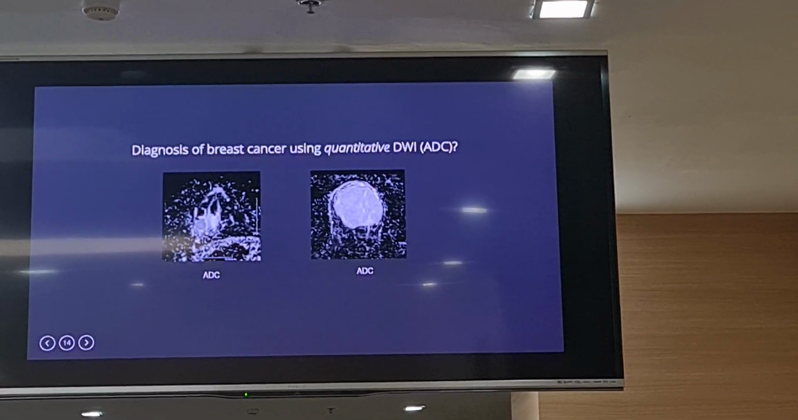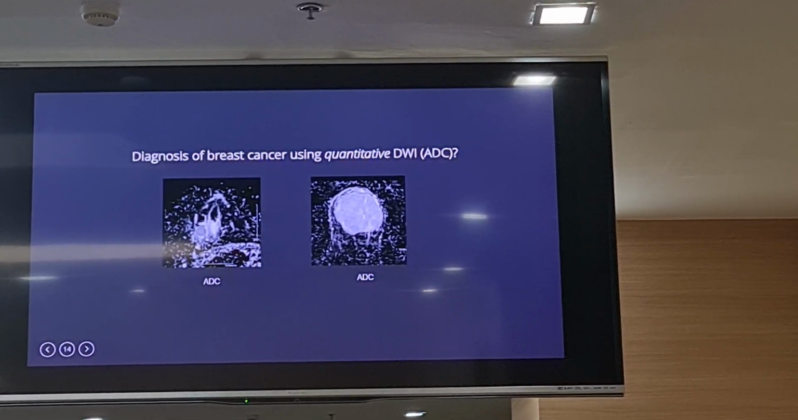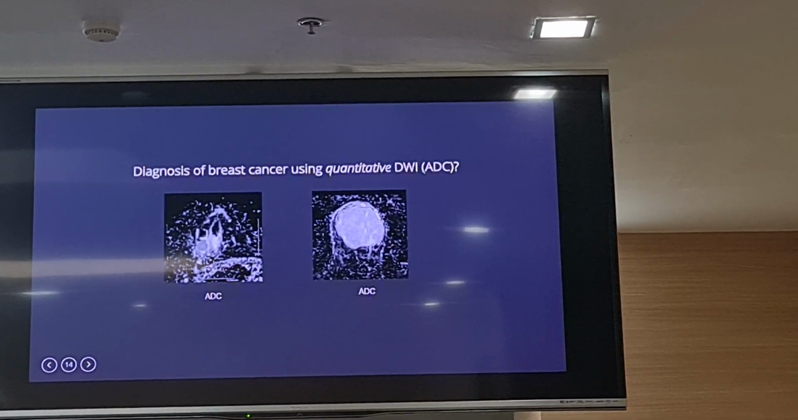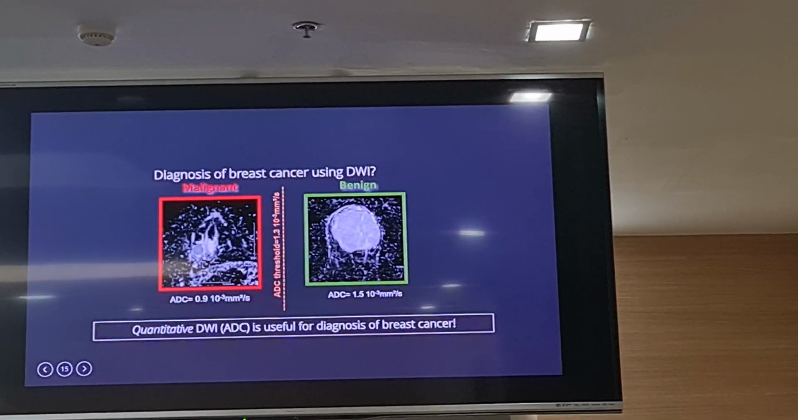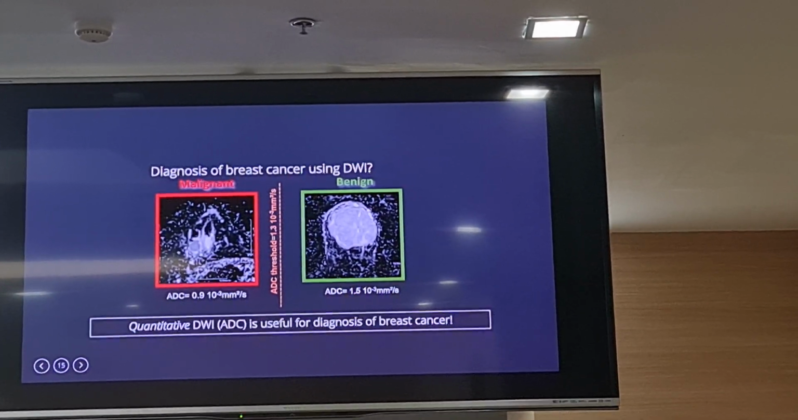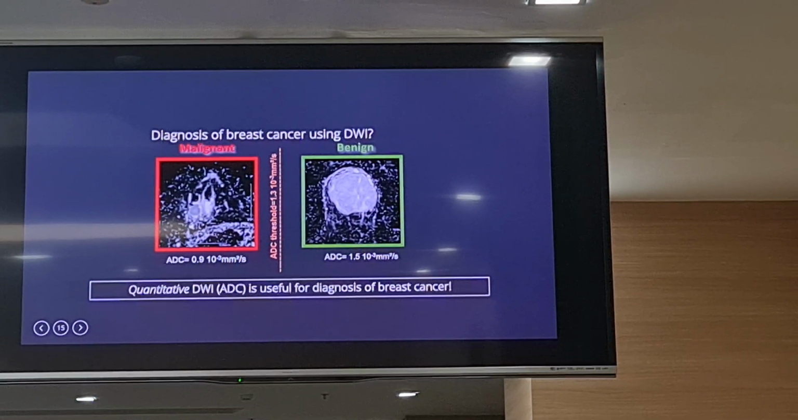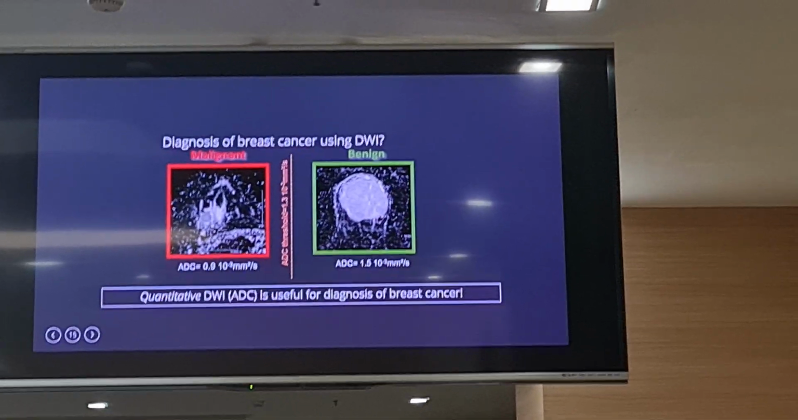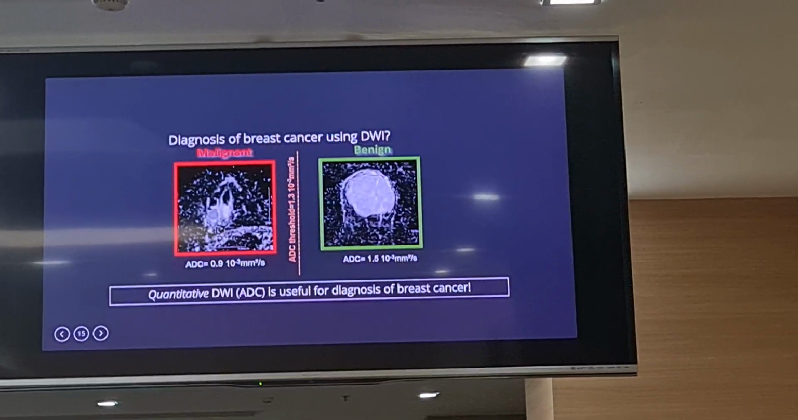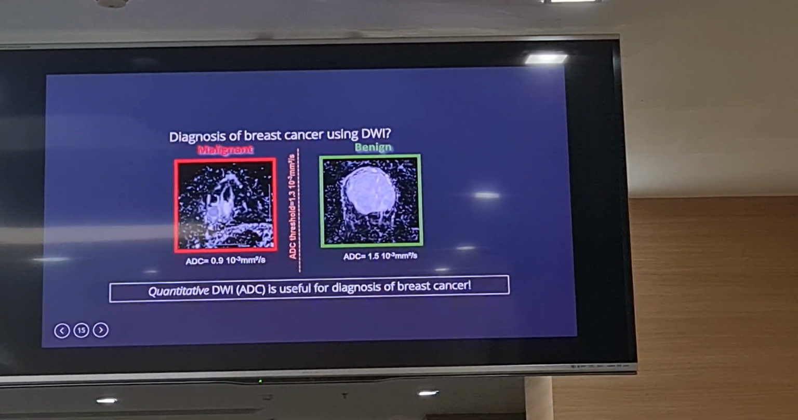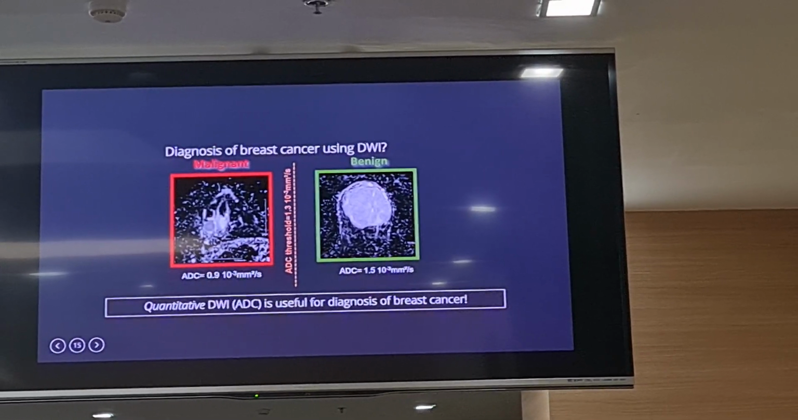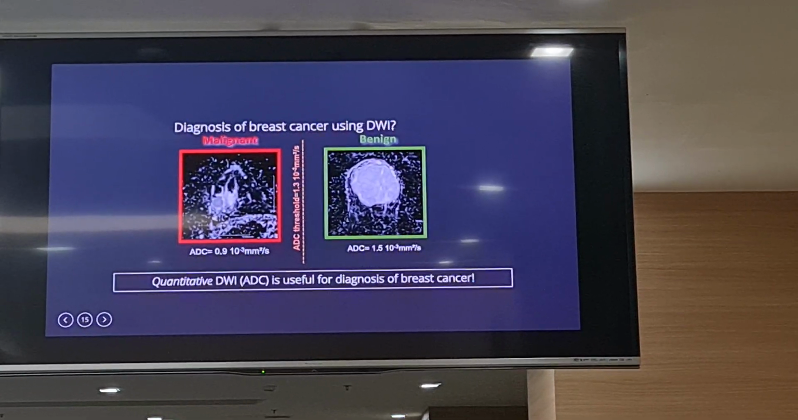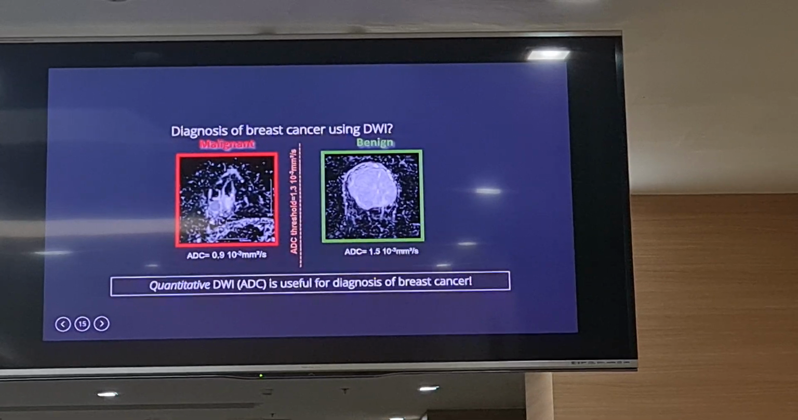But just looking at these maps, we can almost suspect which lesion is more malignant or benign. The left lesion shows a darker signal value on the ADC map. This lesion has an ADC of 0.9, and this lesion has an ADC of around 1.5. Of course, it's better to measure the ADC value, but just looking at the ADC maps, I think it's very easy for people to differentiate based on dark or white. So quantitative data is already very useful for the diagnosis of breast cancer.